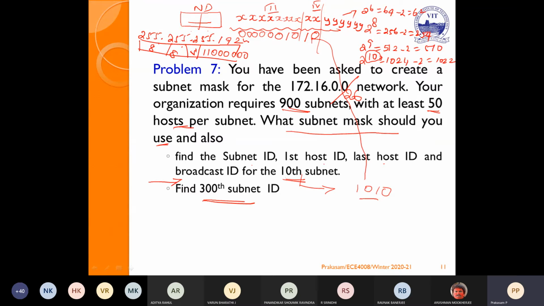Now what is the equivalent for this? 0, 0, 0, 0, 0, 0, 1, 0: that is 2. Then 1, 0, remaining all zeros: 1, 0, 6 zeros. What is the equivalent for this? 128. So the subnet ID is 172.16.2.128. The 10th subnet ID is 172.16.2.128. Any doubt?